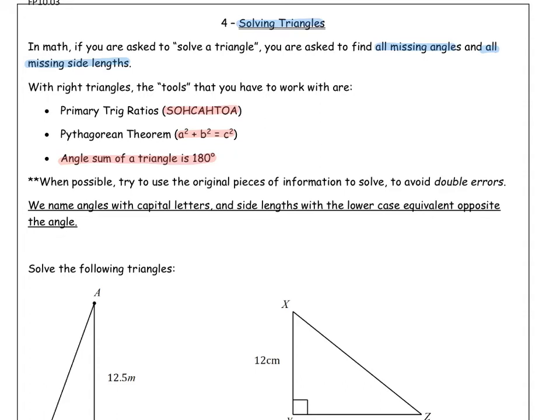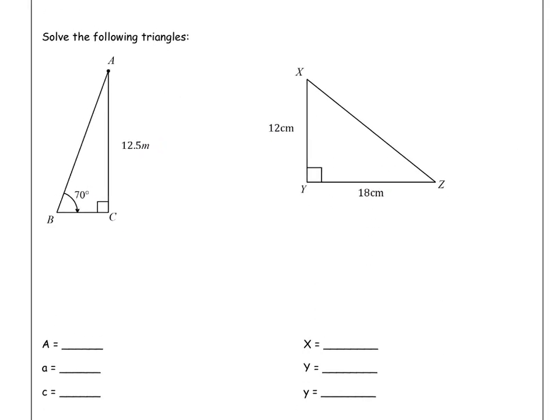Okay, another thing that's super important to know is that when we're naming, we name angles with capital letters and side lengths with the lowercase equivalent opposite the angle. So I will show you what I mean when we look at this. This is angle A, angle B, angle C, and then across from angle A would be little a, across from angle C would be little c, and across from angle B would be little b. Okay, so we know that they have those sides opposite, adjacent, hypotenuse, but we name them a, b, and c, and careful not to get them confused with the Pythagorean theorem a, b, and c. It can be any letters anywhere.